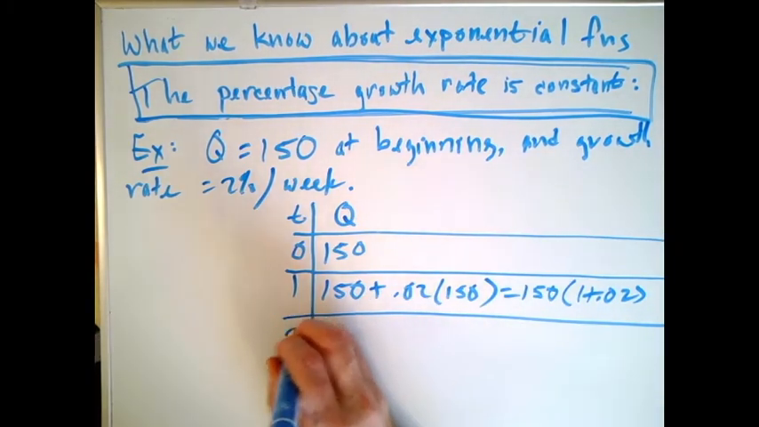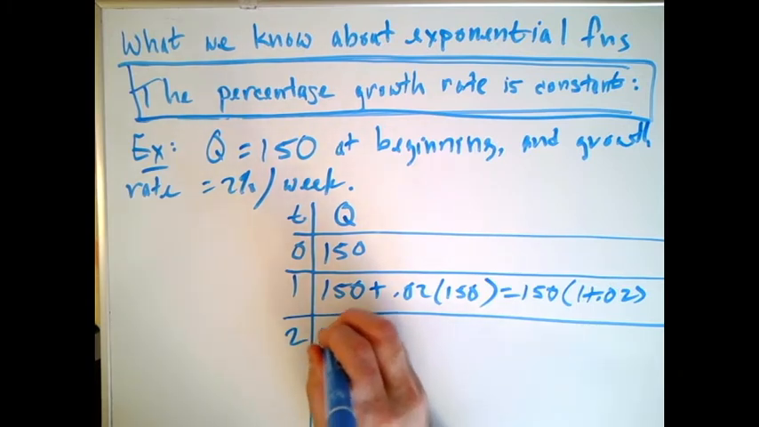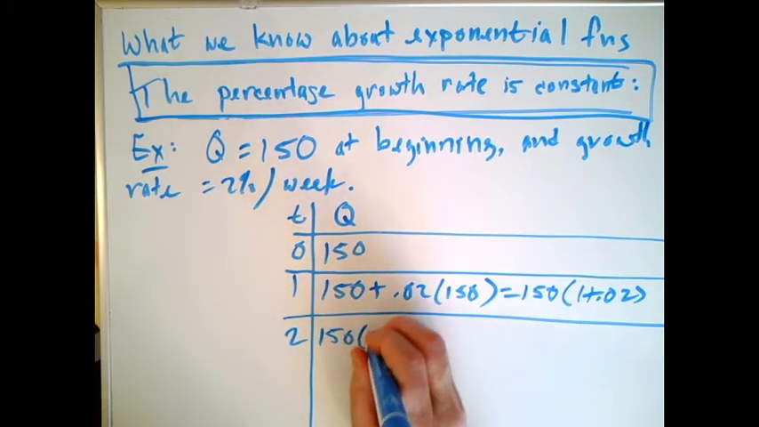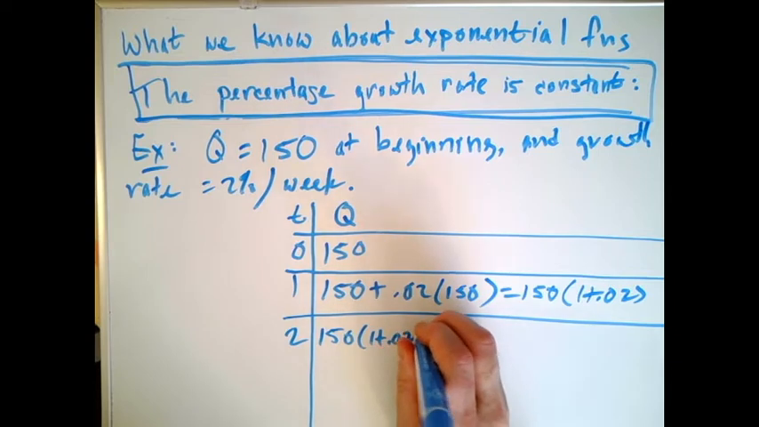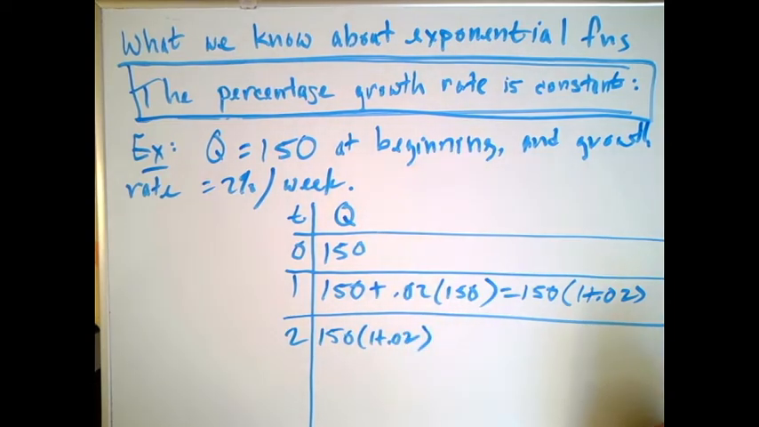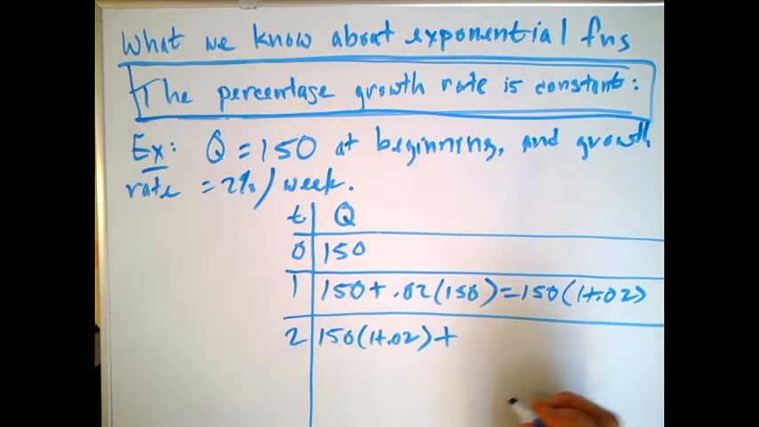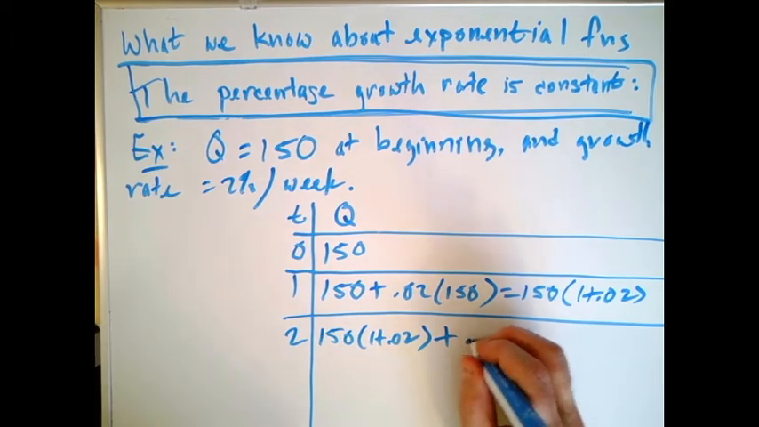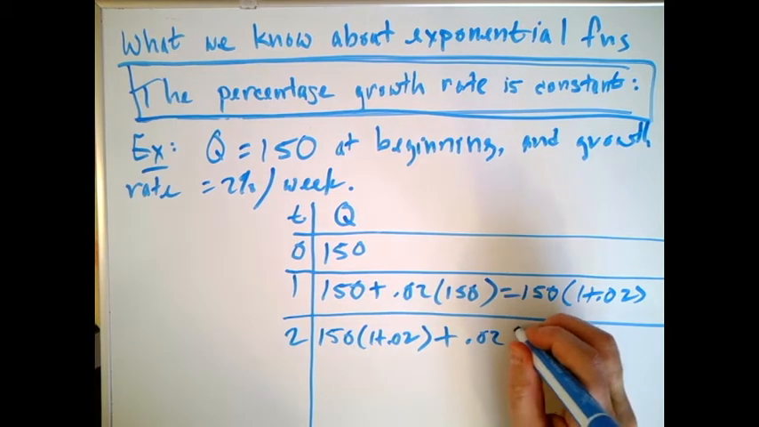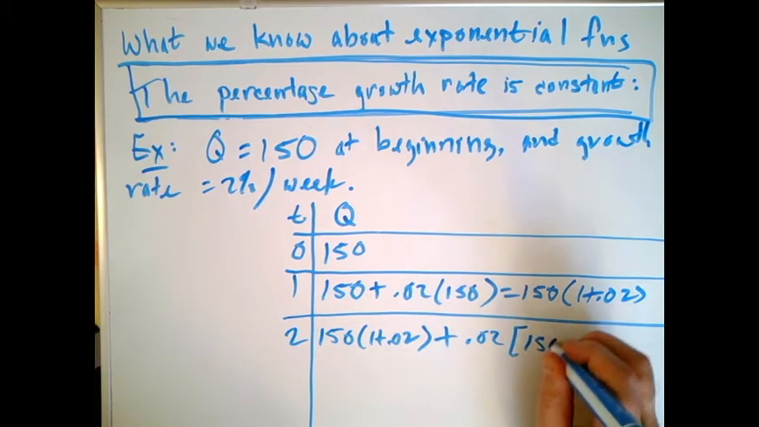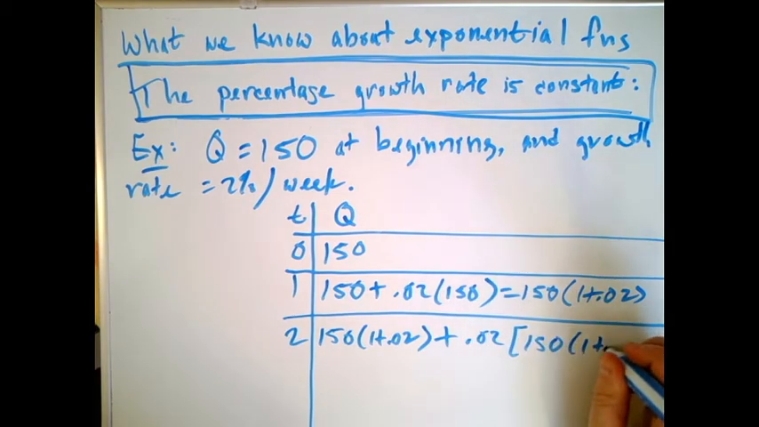After 2 weeks, what do I have? Well, we have what we had after 1 week, looks like that, right? Plus 2% of that gets added into it. That's what we mean by growing 2%. So I'm going to take 2% of all of that. So I write down 150 times 1 plus 0.02, like this.